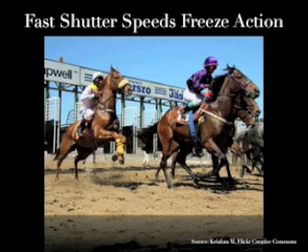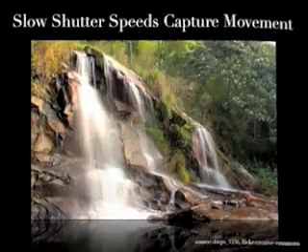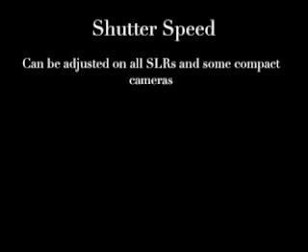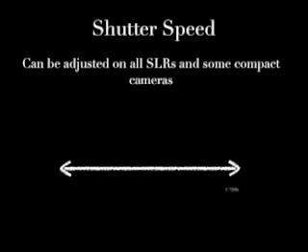For example, sports photographers use high shutter speeds when photographing athletes to freeze action, while nature photographers may use low shutter speeds to capture a waterfall and portray moving water. Just like aperture, talked about in the previous episode, shutter speed adjustments can be made on all SLRs and some compact cameras. Typical settings for shutter speeds range from 30-second long exposures to 1/2500 second exposures.